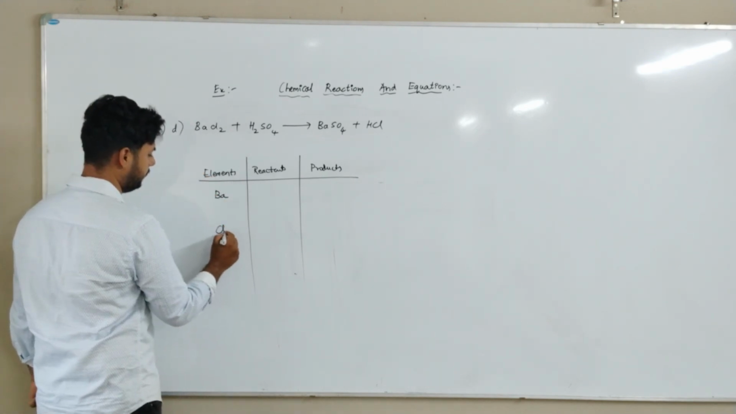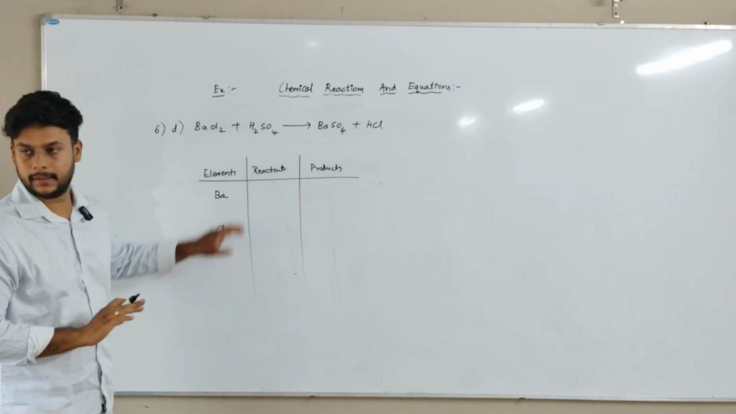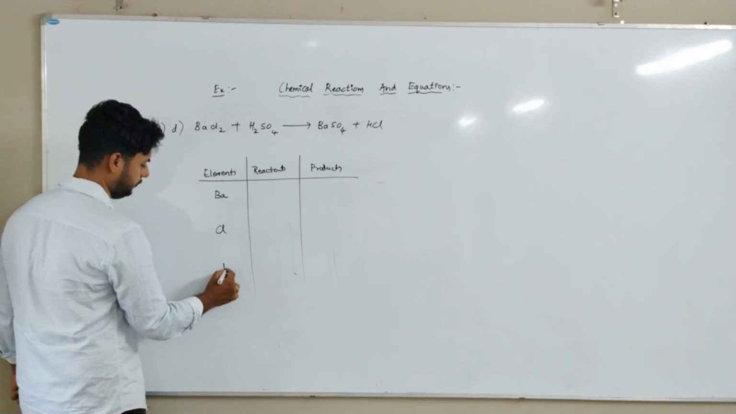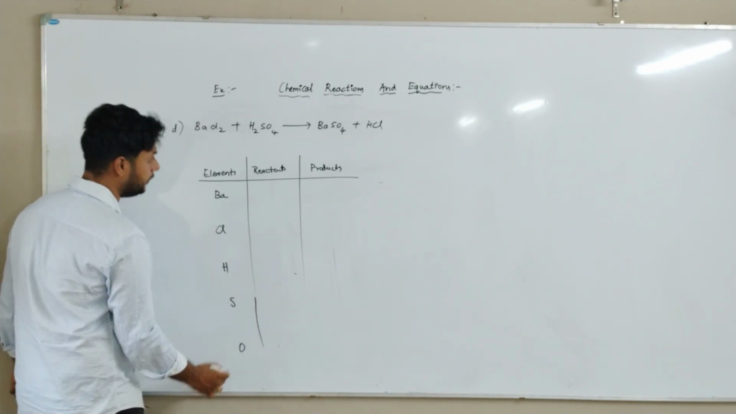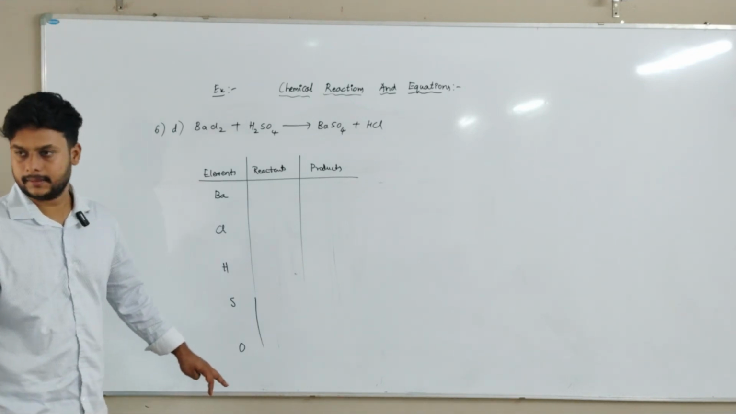Chlorine. Some people have written Cl2. It's just chlorine. Getting or no? H2 means you shouldn't write H2. It's just H, hydrogen. Next hydrogen, H, and S, sulfur, and last oxygen. These many elements are there. 1, 2, 3, 4, 5 elements are there.